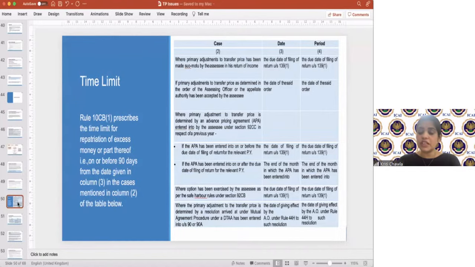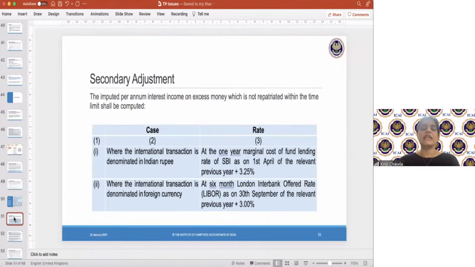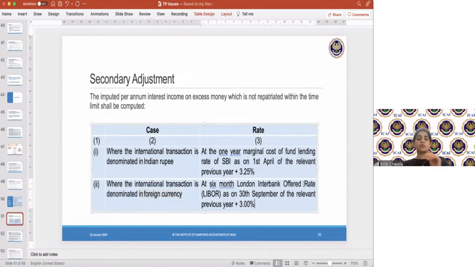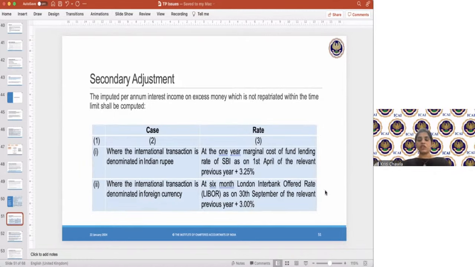Now, the excess money should be repatriated within 90 days. And the next question is, what is the interest on the deemed loan? Well, if this repatriation does not happen within 90 days, then this will be considered a deemed loan. If it is considered a deemed loan, there will be an interest imputation. What is the amount of interest? It will be 1 year marginal cost of fund plus 325 basis points. And if this international transaction is in foreign currency, then LIBOR 6 months plus 300 basis points. So that is the calculation that we'll have to do.